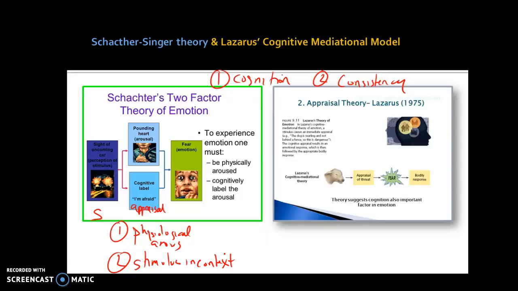Now, in Lazarus's theory of emotion, the cognitive mediation model, we have our stimulus, a snarling dog. And directly after the perception of the stimulus, we have our cognitive appraisal. So here the emphasis is on the appraisal. The cognition part is actually appraising the stimulus. Okay? So we're not talking about appraisal of the physiological arousal at first. Now, Lazarus will probably agree that that does happen as well. But again, if we're differentiating between them, that's one way to differentiate.